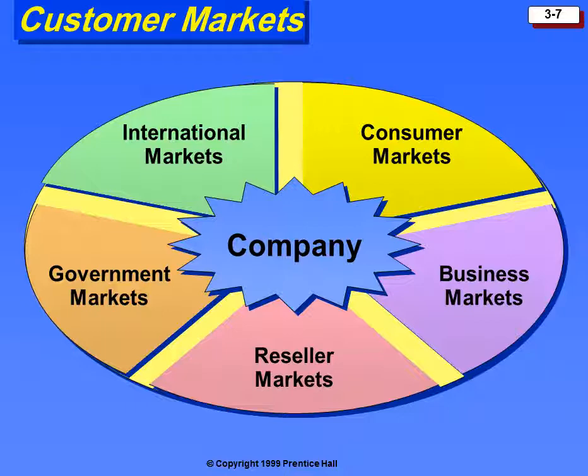In this figure, we have the five different types of customer markets. In the middle, the company and the five types of customer markets. Number one, consumer market. Number two, business market. Number three, reseller markets. Number four, government markets. And number five, international markets.